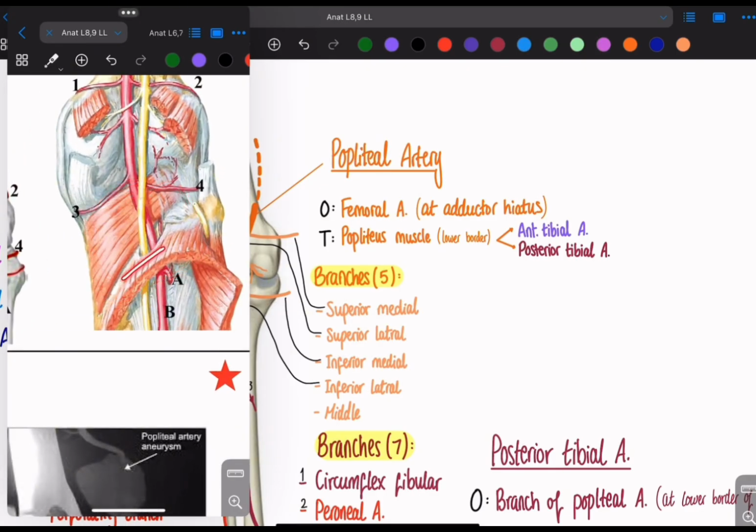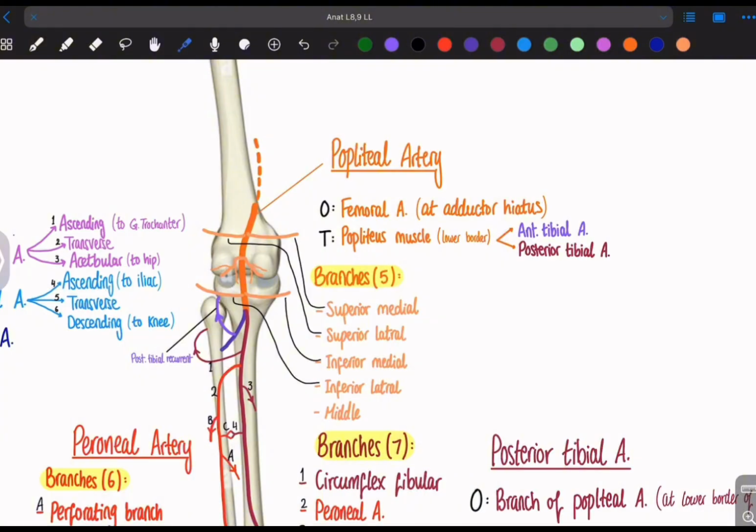This is the lower border of the muscle. So it's going to terminate here at the lower border, and it's going to give us the anterior tibial and posterior tibial. First of all, let's see the branches of the popliteal artery.